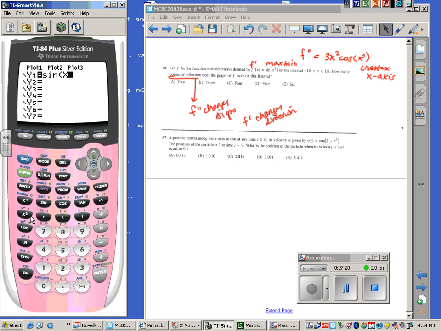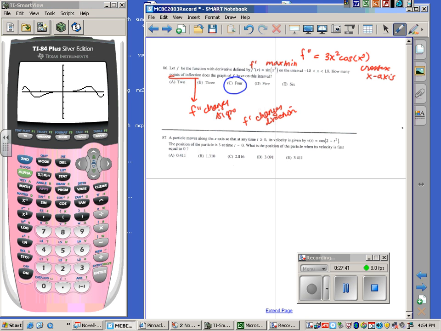sine of x cubed. Make sure you check the window. Window is from negative 1.8 to 1.8. And then counting the maxes and the mins. 1, 2, 3, 4. So it looks like there's 4 to me.